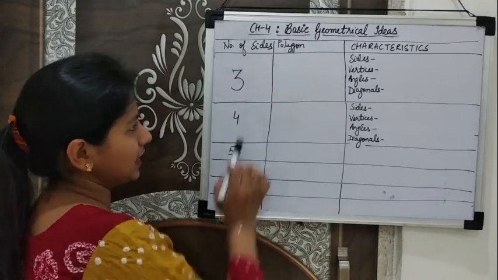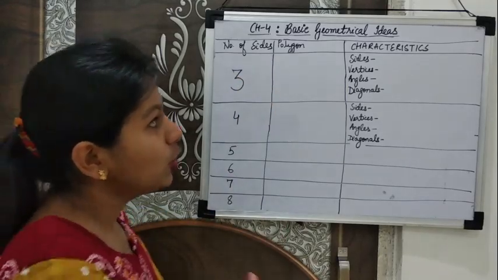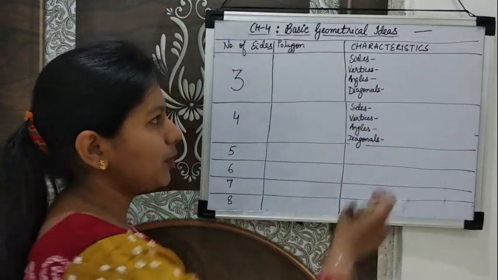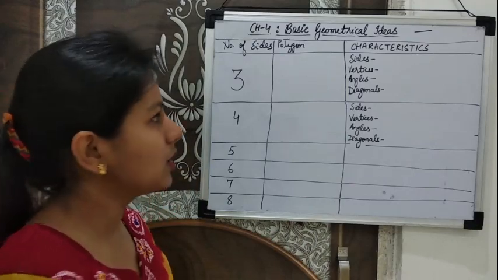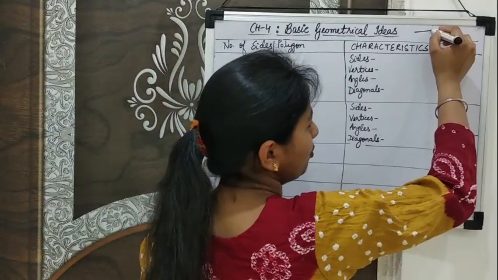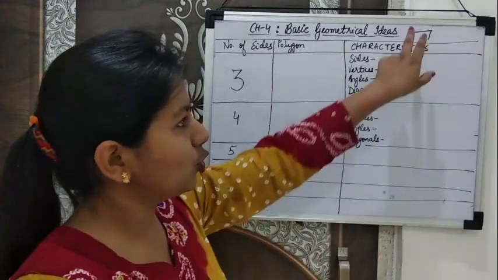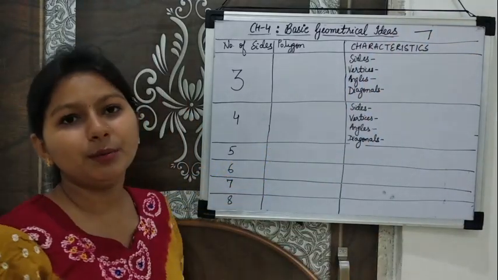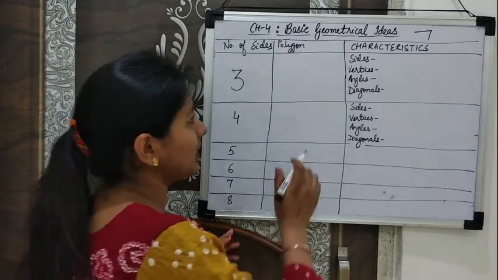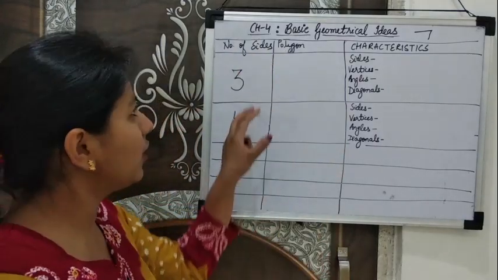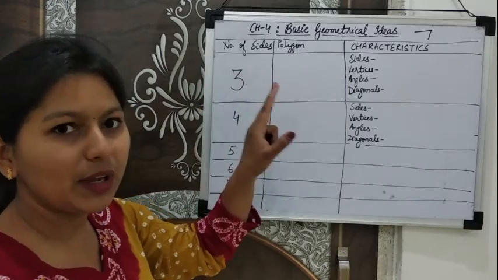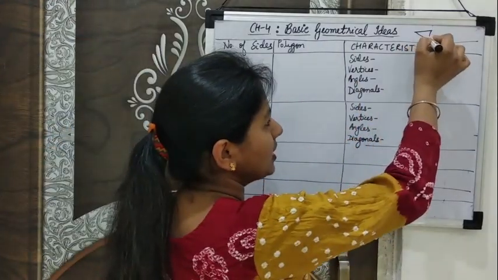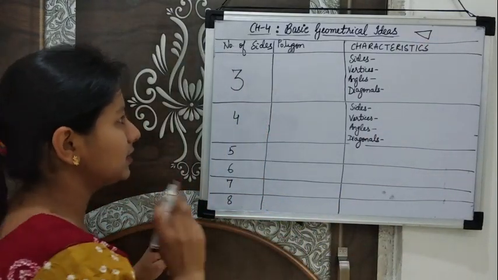It's not possible to draw any polygon with one side. Why? Because it will not be closed. It is also not possible to draw any polygon with two sides. Again, it will not be closed. So the minimum number of sides needed for any polygon is 3. We cannot make any polygon with one side or two sides.